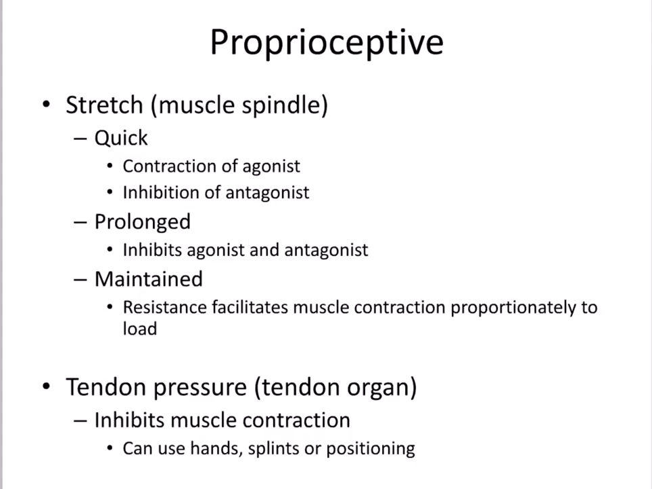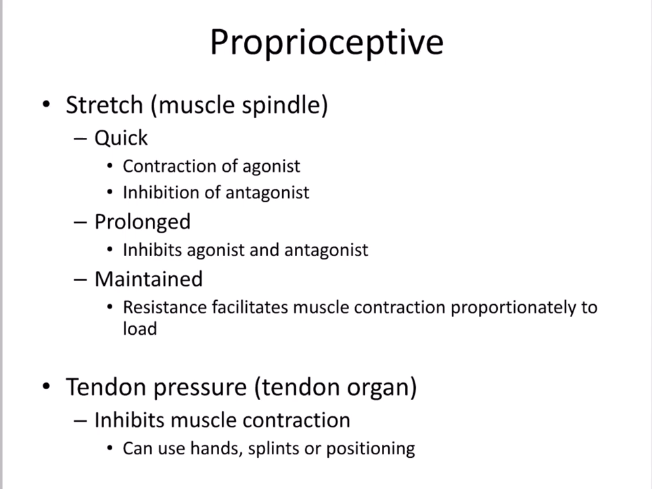The first way that we'll talk about for inputting information in the CNS is through the proprioceptive system. The first example is going to be through the use of stretch. Stretch works through the muscle spindle in the muscle itself. There are 3 different kinds of stretch. The first is quick stretch. Quick stretch is going to promote contraction of the agonist and it's going to inhibit the antagonist.